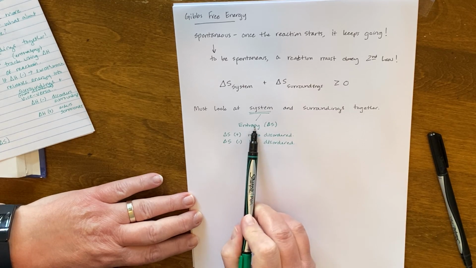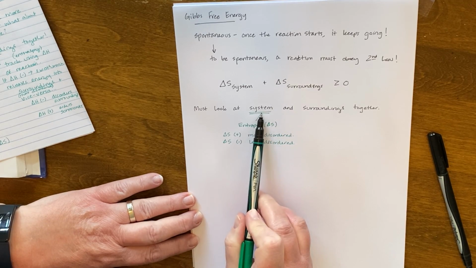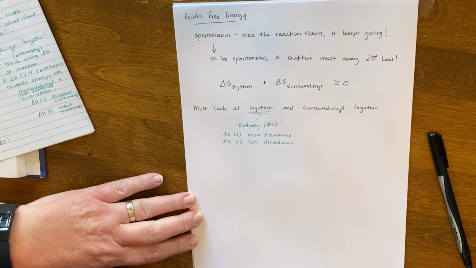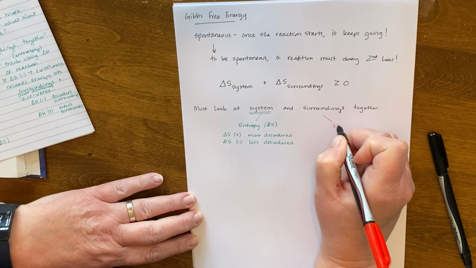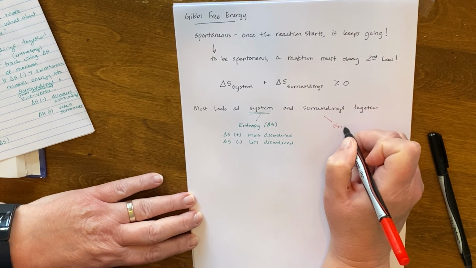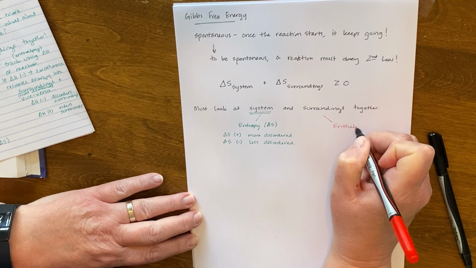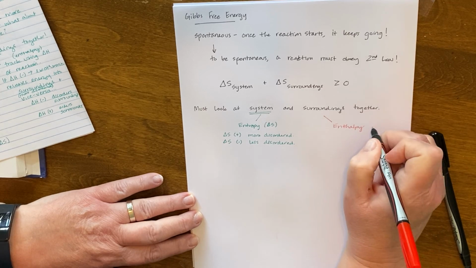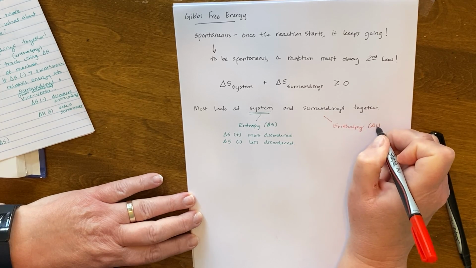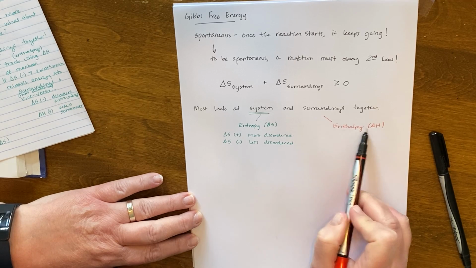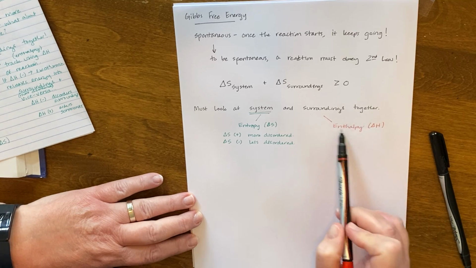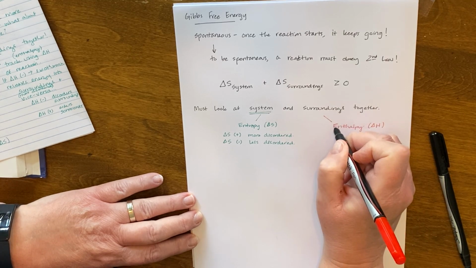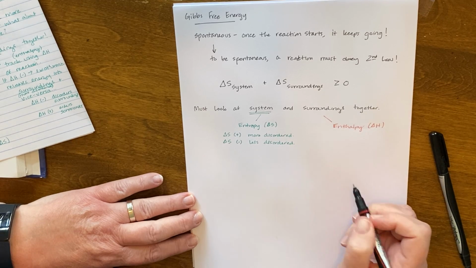Okay, so our change in entropy actually shows us what's happening in the system. Now let's think about our surroundings. We can see what's happening in the surroundings by the change in enthalpy. Because remember, the change in enthalpy is telling us, are the reactants giving off energy or are they absorbing energy? Well, that energy needs to come from somewhere, so it's coming from the surroundings.